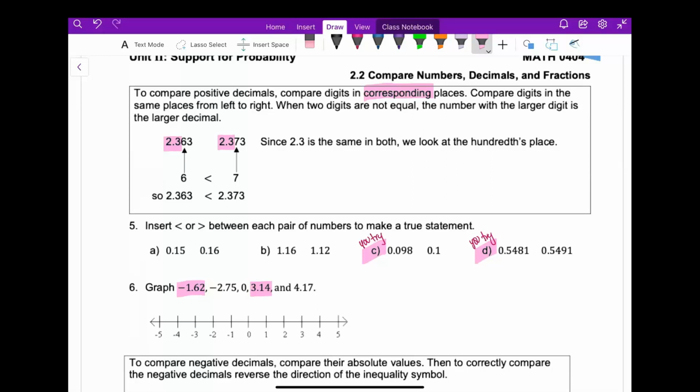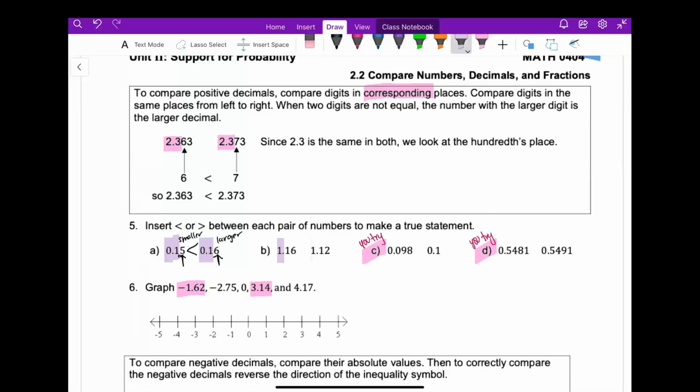So let's try it. Number 5: insert less than or greater than between each pair of numbers to make a true statement. Let's start our comparison. 0, 0, they're the same. 1, 1, they're the same. We get to the 5. The 5 is smaller. The 6 is larger. Therefore, our 0.16 is larger. We were looking at the 5 and the 6. Nice. Okay, let's keep going.